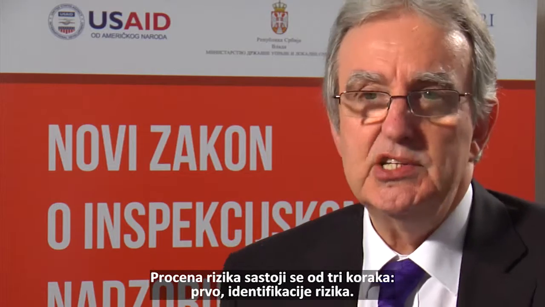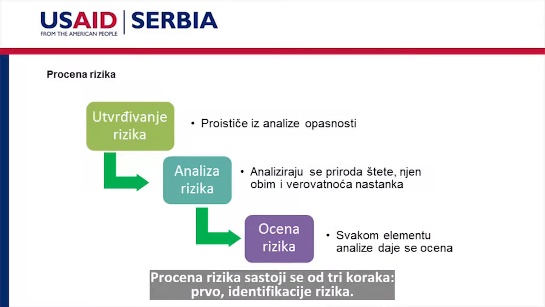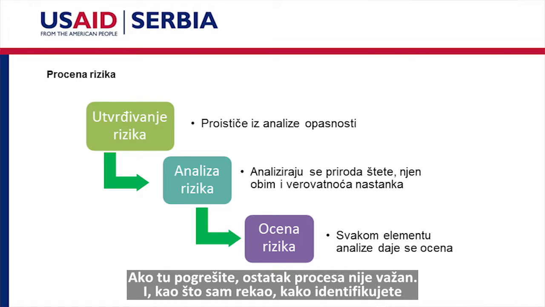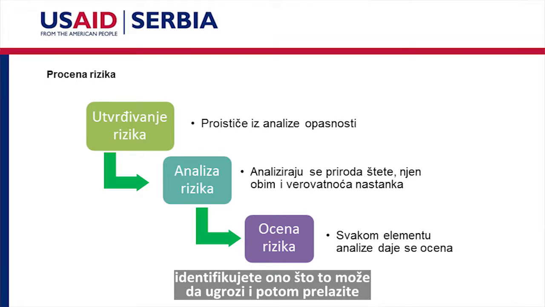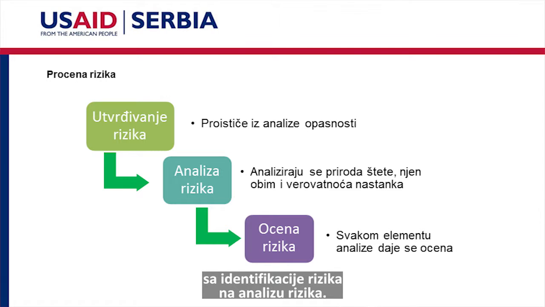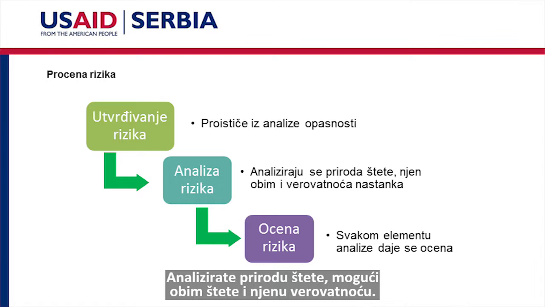So the way risk assessment works is in 3 steps. First of all, risk identification. You need to identify which risks you need to deal with. If you get that wrong, the rest of the process doesn't matter. And as I say, you identify the risks from hazard analysis. You start with what you value, you identify what may endanger that, and then you move from risk identification to risk analysis. You analyse the nature of the damage, the potential extent of the damage, and the probability.